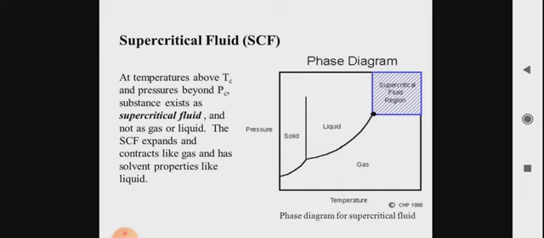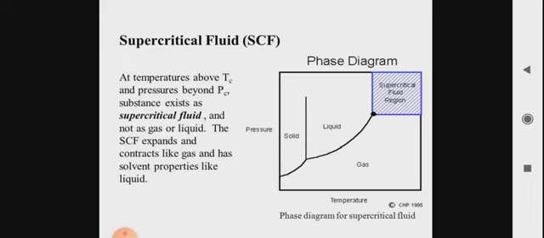What is a supercritical fluid? This phase diagram helps us to understand what a supercritical fluid is. See here in this diagram, there is the triple point, a point where a substance behaves as gas, liquid and solid. That point is known as the triple point.